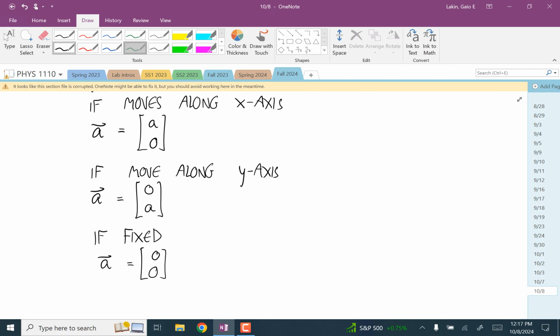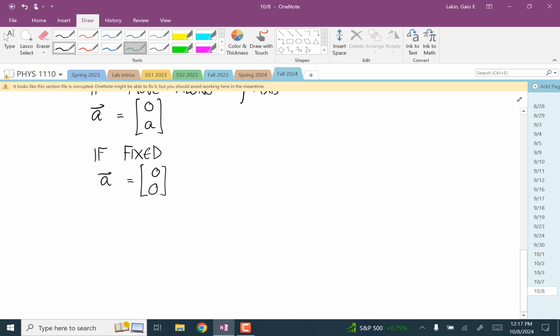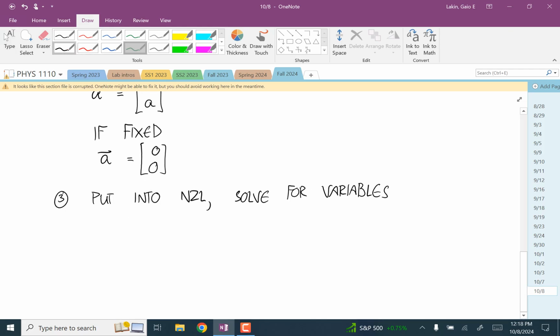And then the last step is to put your forces and your acceleration into Newton's second law and use those equations to solve for the variables. So let me just start doing a bunch of problems.